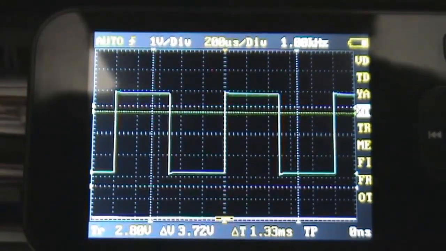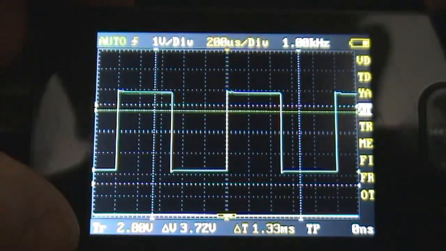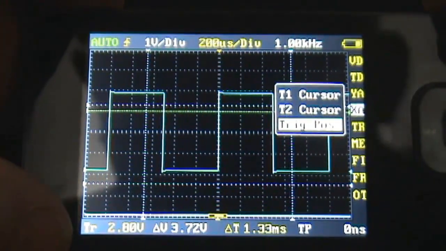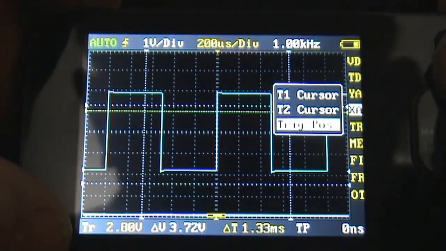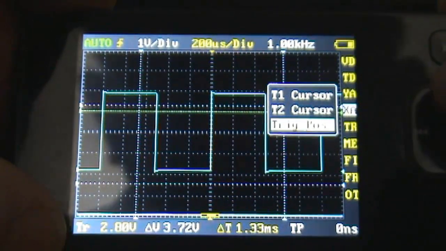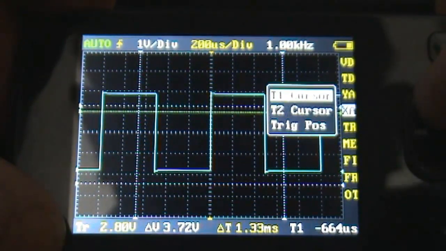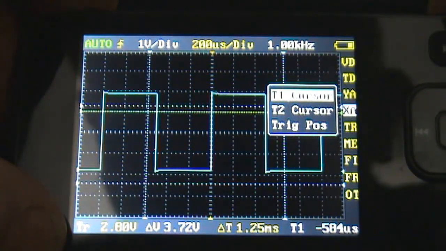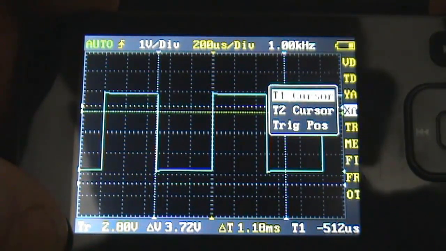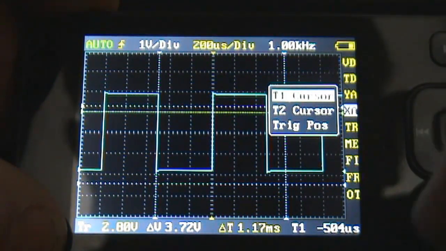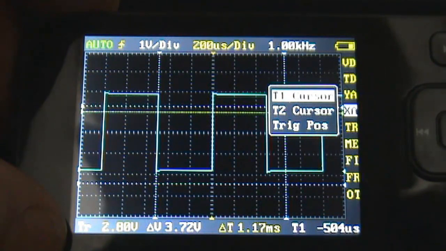Okay. So the next menu item is on the x-axis, and these are the time cursors. In the same way as the previous two cursors allowed us to measure voltage, these two allow us to measure time. You can see on the left there's a vertical line that's moving over. I can put it on the falling edge of the square wave there, and down here it's saying minus 504 microseconds, T1.